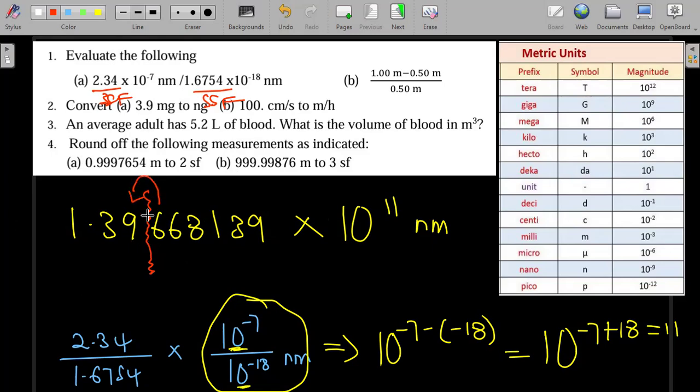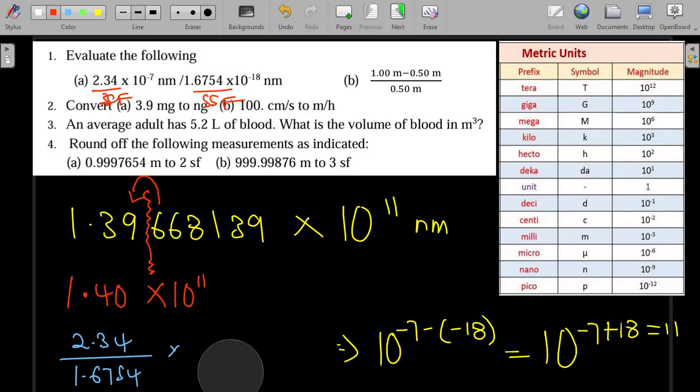Okay, so if this number is 5 or greater than 5, then we add a 1 to this one. But when we add a 1 to this one, it becomes 10. So we take the 1 to the 3, and then this one remains 0. So it means our number will be 1.40 times 10 to the power 11, and then this will be in nanometers.